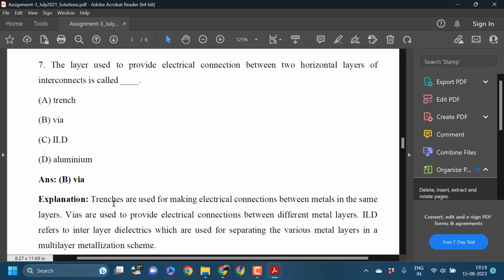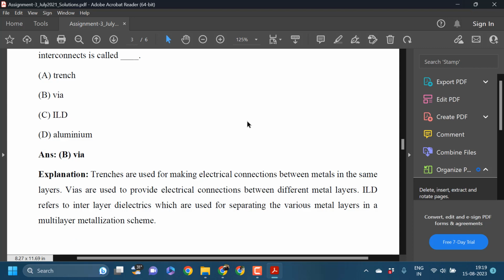So trenches are used for making electrical connections between metals in the same layer. Wires are used for providing electrical connection between different metal layers. ILD refers to interlayer dielectrics, which are used for separating various metal layers in multi-layer metallization.